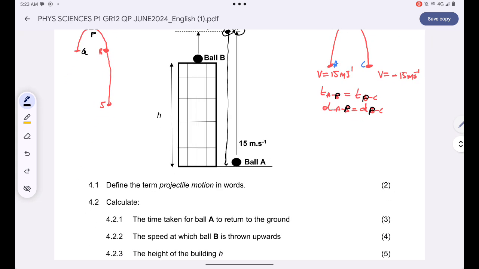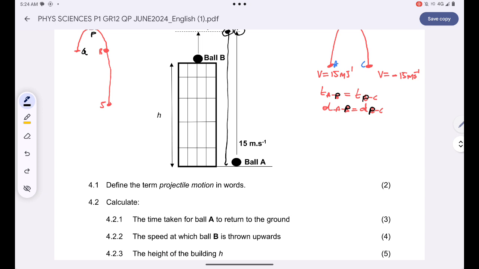But let's continue, guys. We are being asked to define the term projectile motion. Now, projectile motion, guys, is when an object is given an initial velocity, and that object is traveling under the influence of gravitational force only.